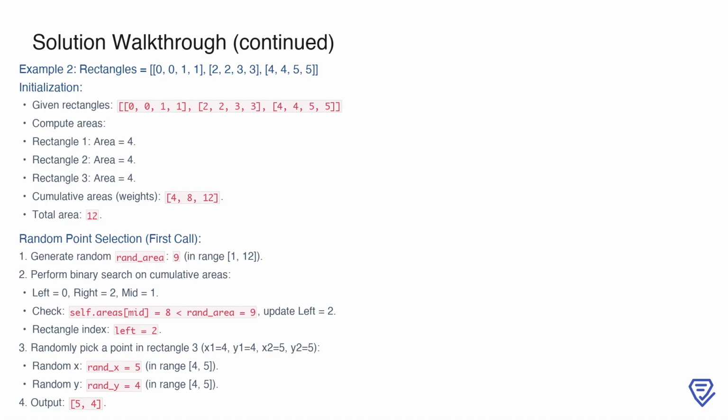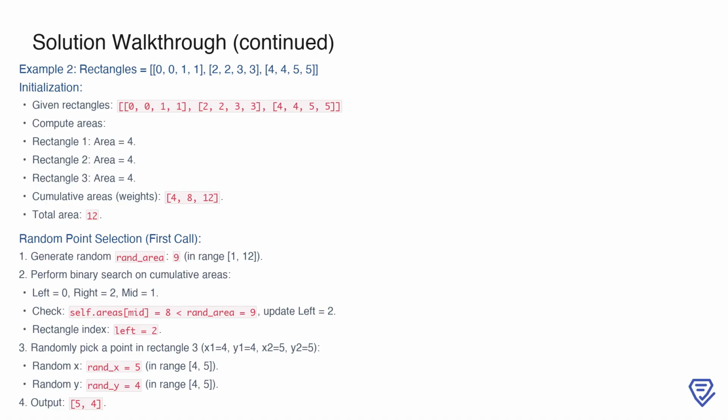First, we calculate the areas. The area of the first rectangle is 4, the second rectangle also has an area of 4, and the third rectangle has an area of 4 as well. Adding these together, we find the cumulative areas to be 4, 8, 12, and the total area sums up to 12. For the first random point selection, we generate a random number between 1 and 12, which in this case is 9. Using binary search, we determine which rectangle corresponds to this value.